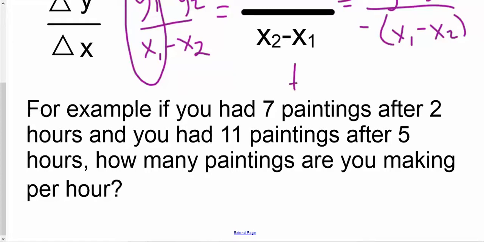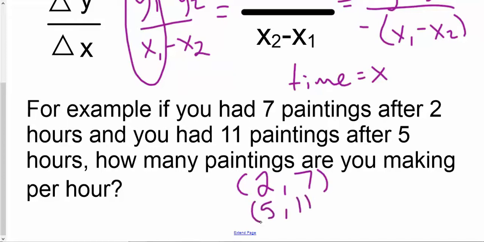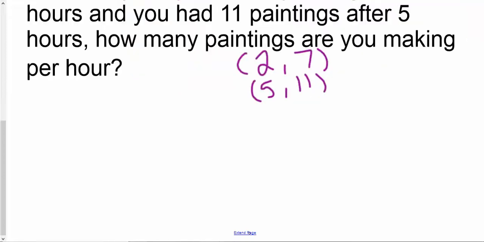In general, we usually want time to be our x. Time will be our x. Money, objects, those are usually going to be our y. So for example, if you had 7 paintings after 2 hours, hours is time, so we're going to make that our x. So 2 comma 7. And you had 11 paintings after 5 hours. So 5 comma 11. How many paintings are you making per hour?